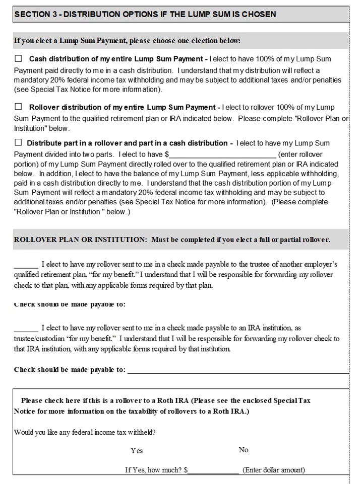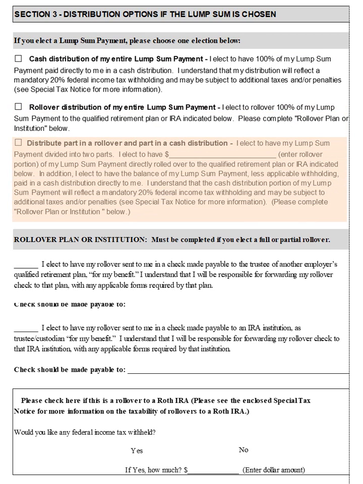Now let's turn to Section 3 on page 2. This portion of the form allows you to tell us how you want to receive your pension if you have elected a lump sum payment: a cash distribution, which means that the check is made payable to you, a rollover of the entire payment, or a combination of the two. If you wish to receive it in the form of a cash distribution, a check will be mailed directly to you minus 20% withholding for federal taxes.